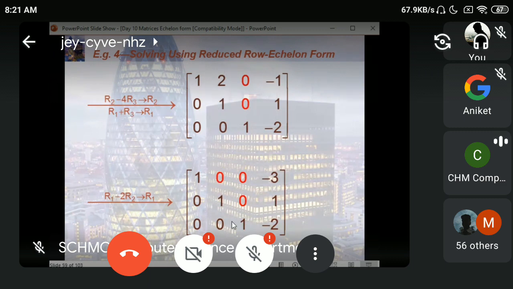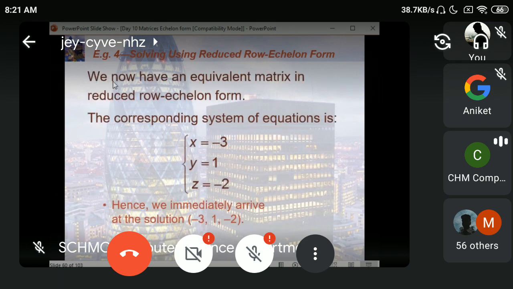Once I have done this, you can see I got the values of Z, Y, and X directly. Once I get it in this form, I can simply say X is minus 3, Y is 1, and Z is minus 2. And this is the solution which we arrived at earlier also.